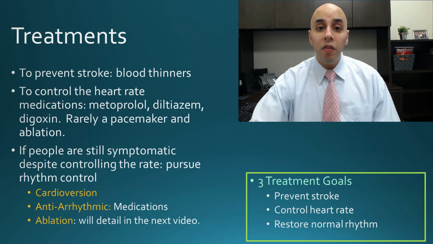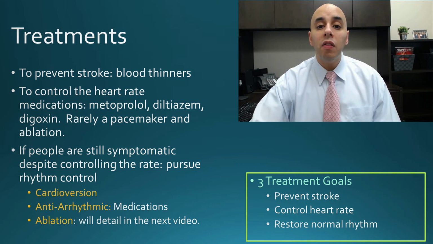So as far as the treatments for atrial fibrillation, there are three goals. We want to prevent stroke, we want to control the heart rate so we don't develop heart failure, and we want to restore normal rhythm, particularly if you're symptomatic. To prevent stroke, as we mentioned, we use blood thinners. To control the heart rate, we use medications like metoprolol, diltiazem, or digoxin. Rarely, we can use a pacemaker and what's called an AV node ablation. This is different than an atrial fibrillation ablation, which we'll talk about later.